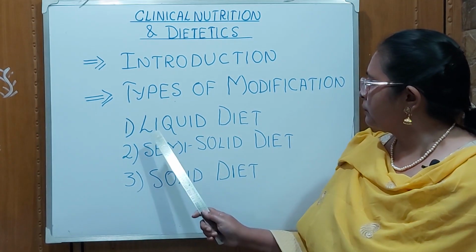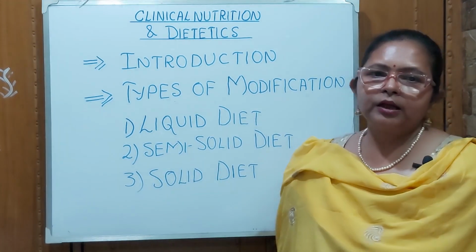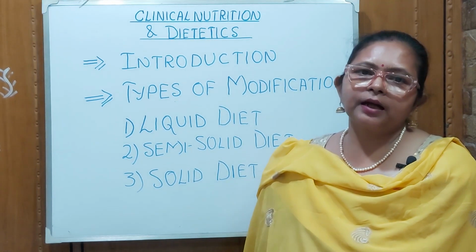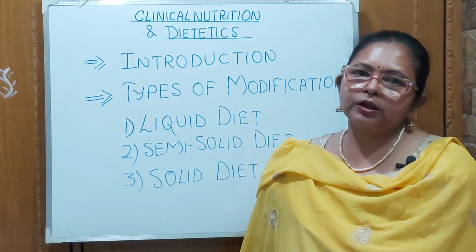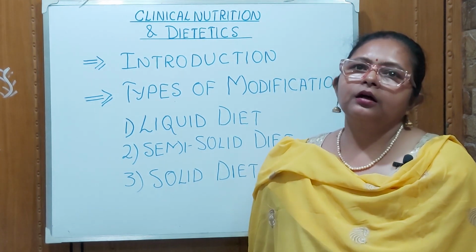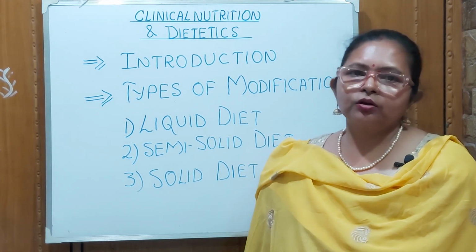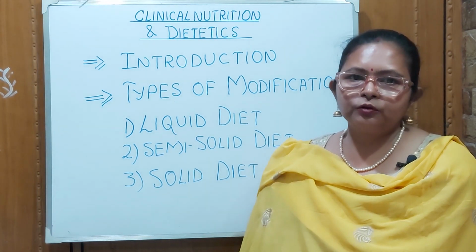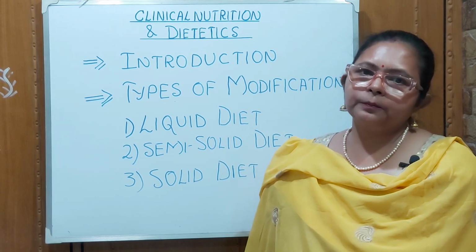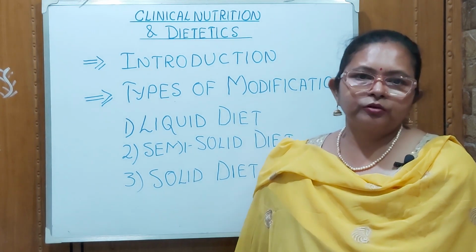Here the first example is the liquid diet. A liquid diet is a type of food, and an easy example is ORS. It is a type of liquid diet which the patient can take by mouth, and ORS is also given in the form of saline through parenteral feeding, before or after an operation.